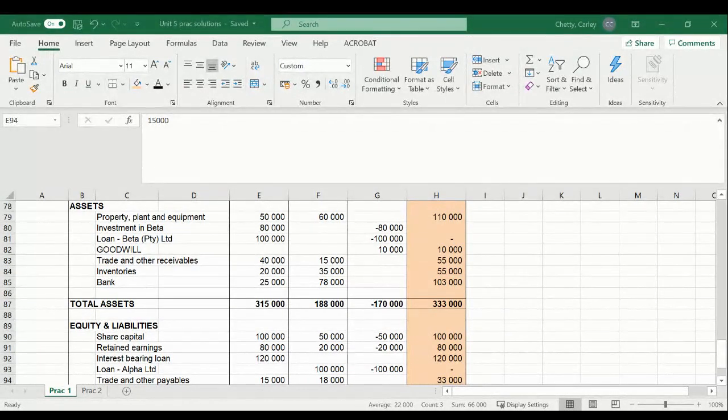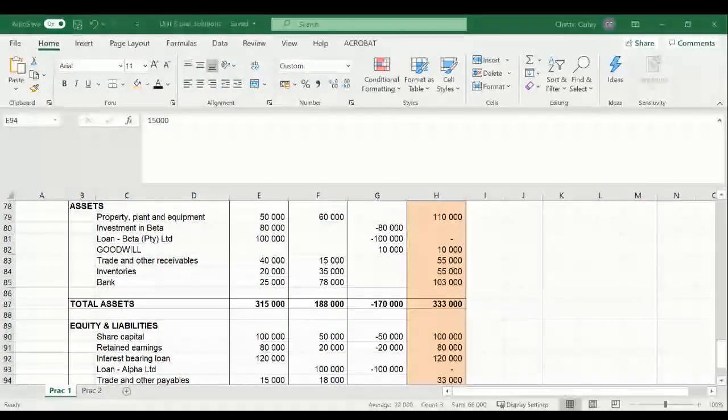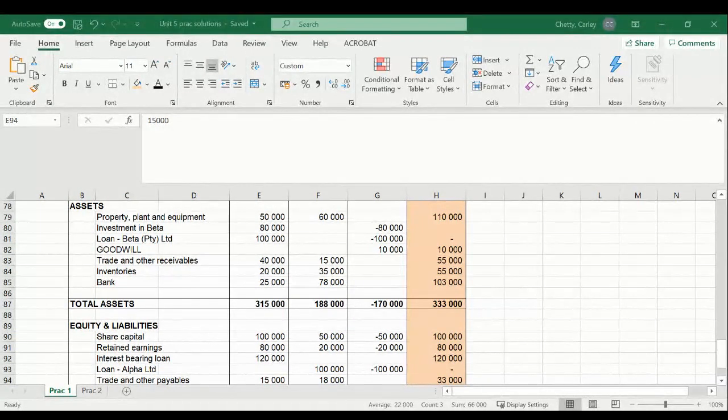Yes, ma'am. Yes, what's your question? Well, my question is, let's say, for example, there was an intergroup transaction on inventory or trade receivables or whatever the case is. How would we treat that in their respective journal entries and consolidated financial statements?